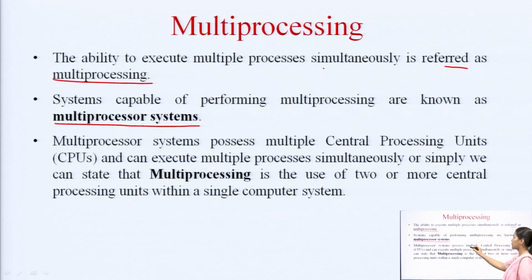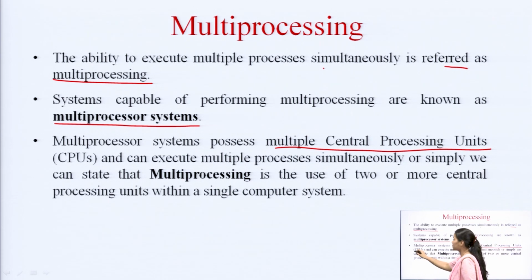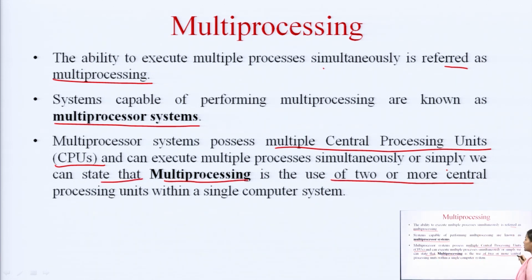Multiprocessor systems possess multiple central processing units. Due to the presence of multiple CPUs in such systems, they are capable of executing multiple processes at a time. We can simply state that multiprocessing is the use of two or more central processing units, that is CPUs, within a single computer system. So, in layman language, we can say that the systems which are capable of performing multiple processes simultaneously due to the presence of multiple CPUs in them are known as multiprocessor systems, and such processing is known as multiprocessing.